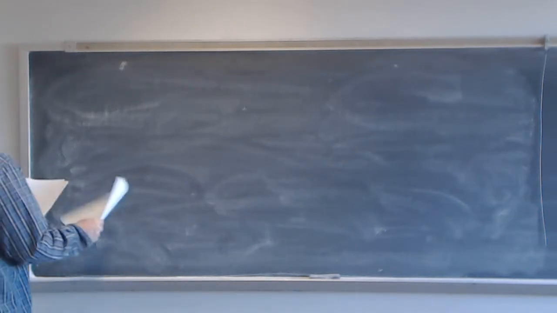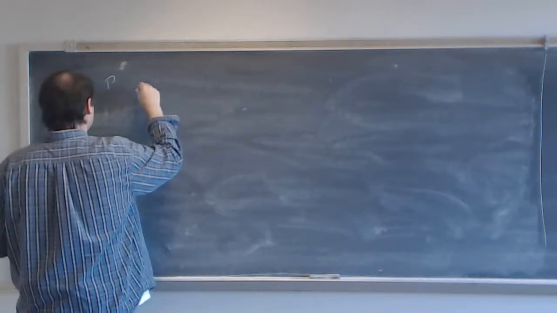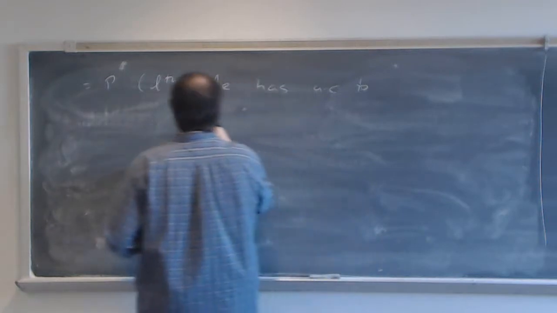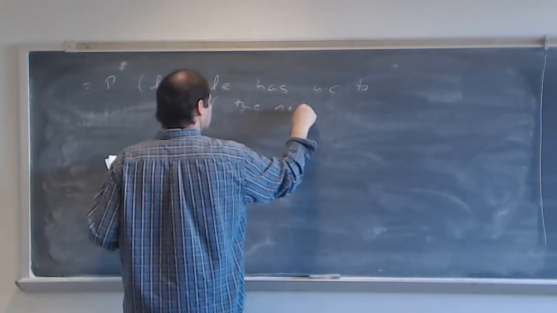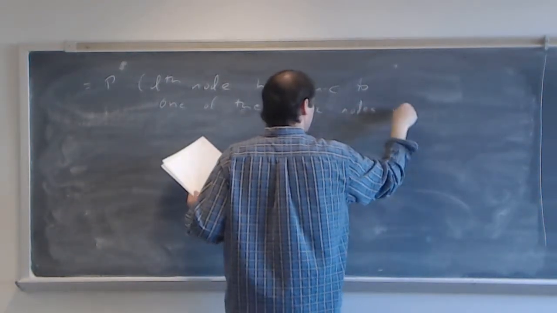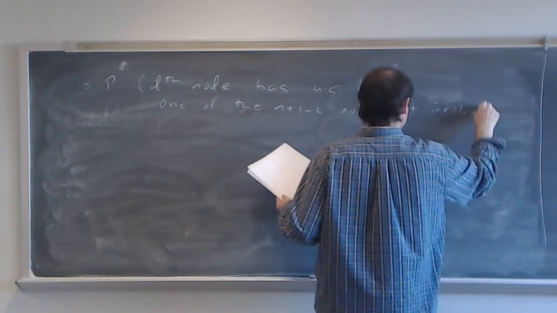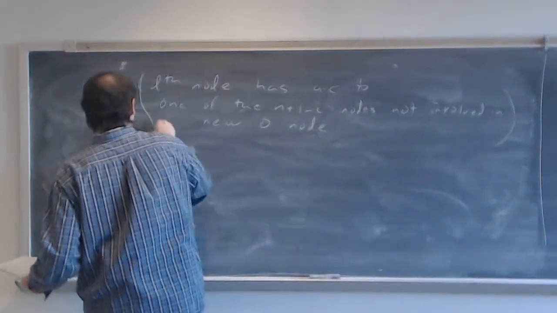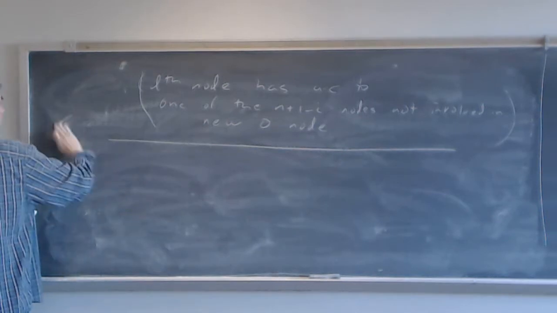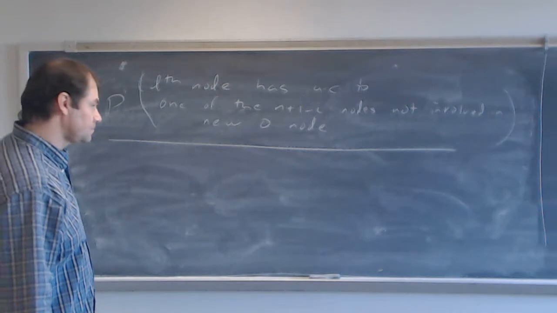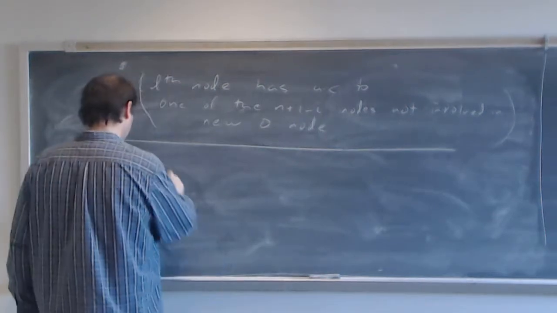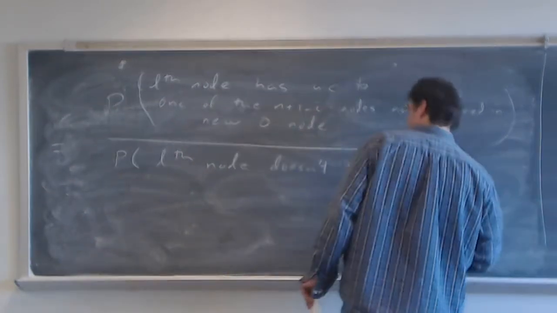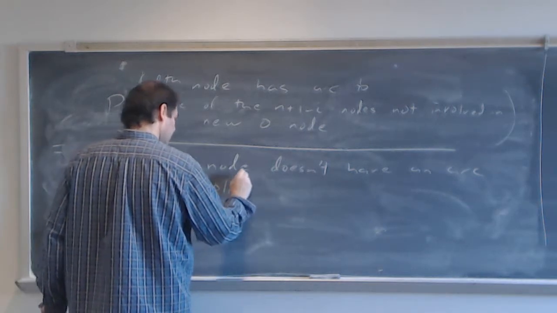And that's equal to the probability the Lth node has an arc to one of the n plus 1 minus I nodes not involved in the new supernode or new 0 node, over, so I'm just using the definition of conditional probability here, over the probability that the Lth node doesn't have an arc to the O0 node.